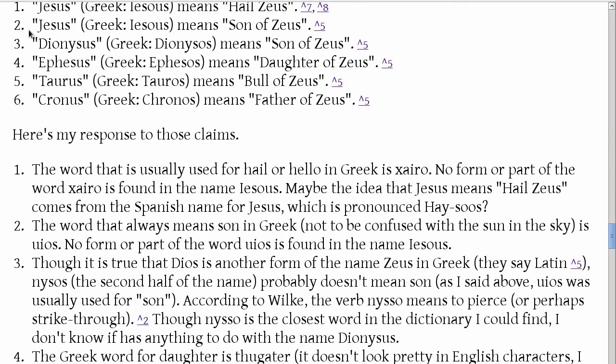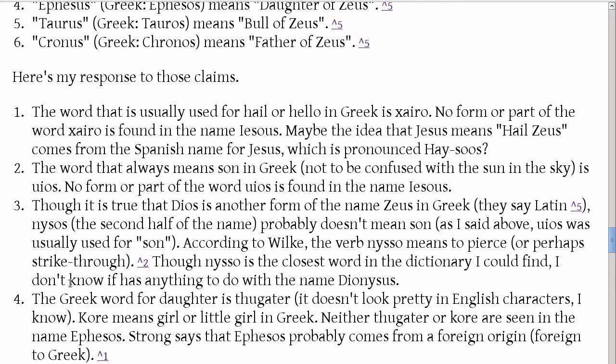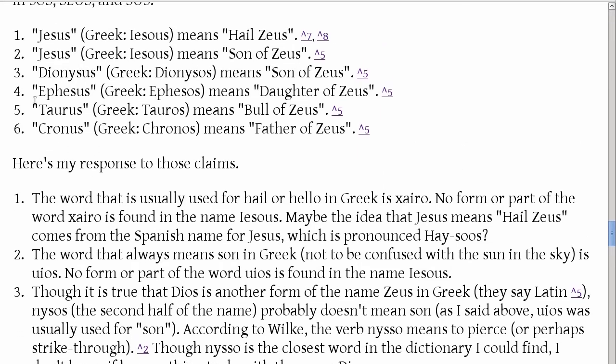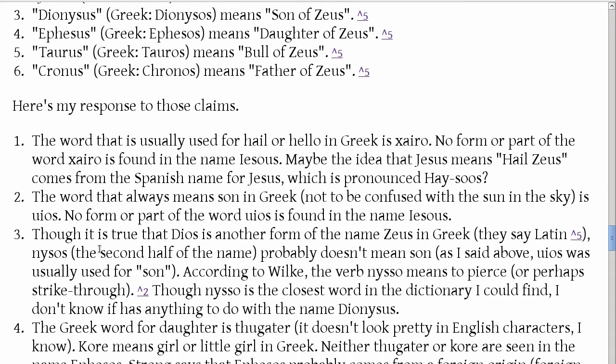So three, which goes to Dionysus, means son of Zeus. Now notice that the same person claims that Jesus means son of Zeus and Dionysus means son of Zeus. Might seem a little strange that they both mean son of Zeus, even though they are both spelled completely differently.